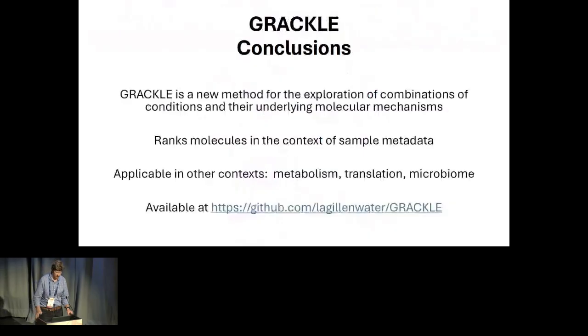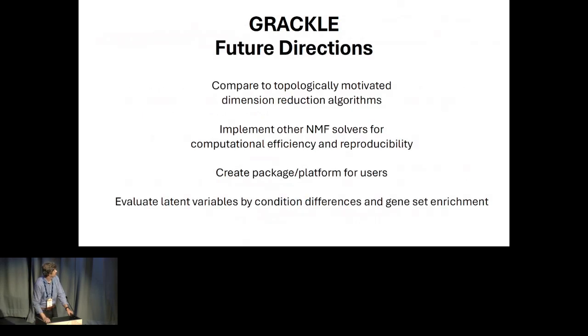So in conclusion, GRACKLE is a new method for the exploration of combinations of conditions and their underlying molecular mechanisms. And you get rankings of molecules in the context of your sample metadata. And I presented this on clinical metadata, but you could apply other contexts to understand how gene regulation happens if you have metabolomic data, proteomic data, methylation data, et cetera. And this is available at this GitHub link, which you can also find in the proceedings.